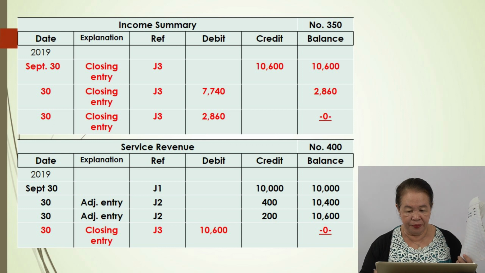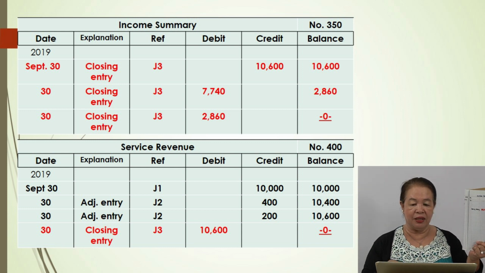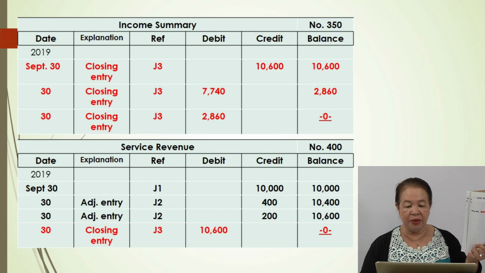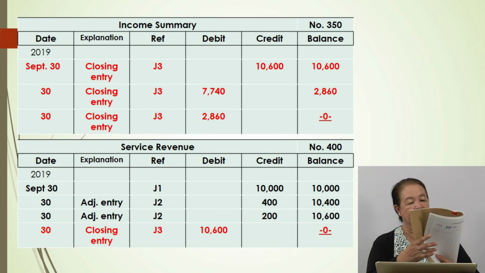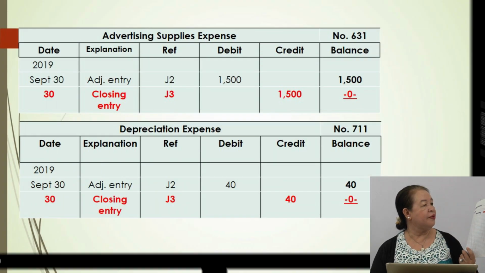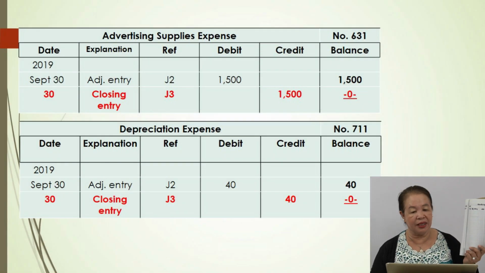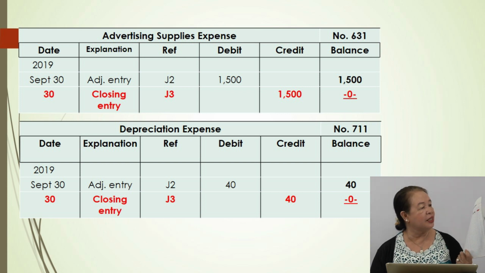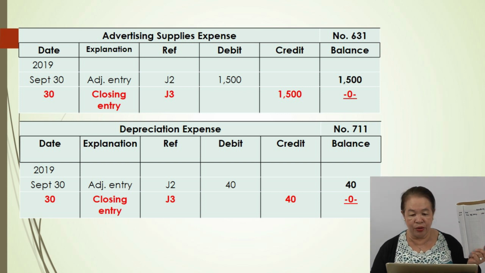No? So, paano natin i-close yan? Kasi credit balance yan. I-debit natin yung 10,600 sa income summary. Napunta na siya sa income summary. That's why closed na itong service revenue. Zero na. Advertising supplies expense, adjusting entry natin is 1,500. So, credit natin ng 1,500 yung closing entries natin.